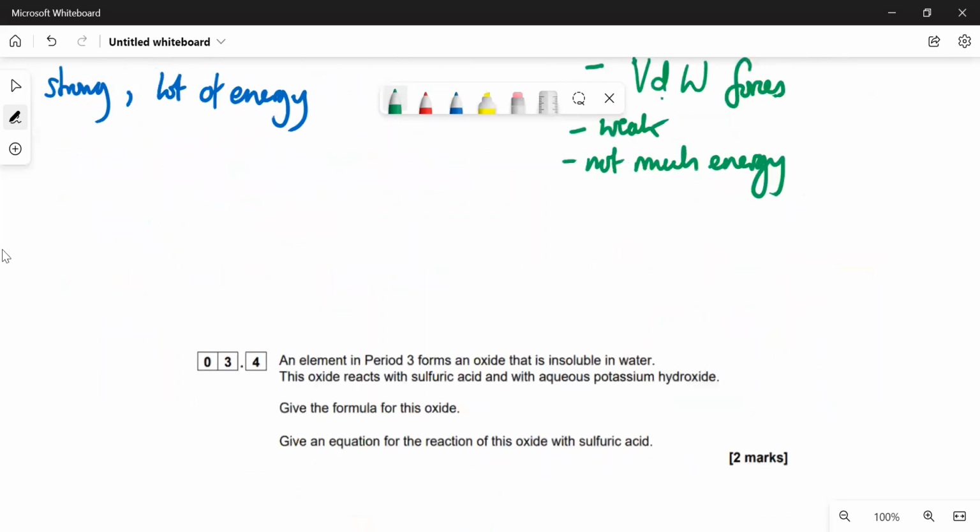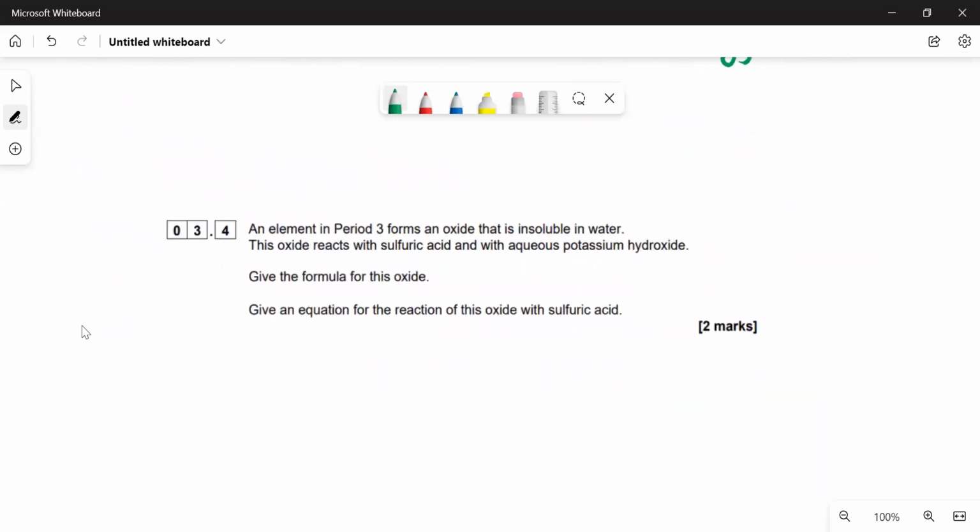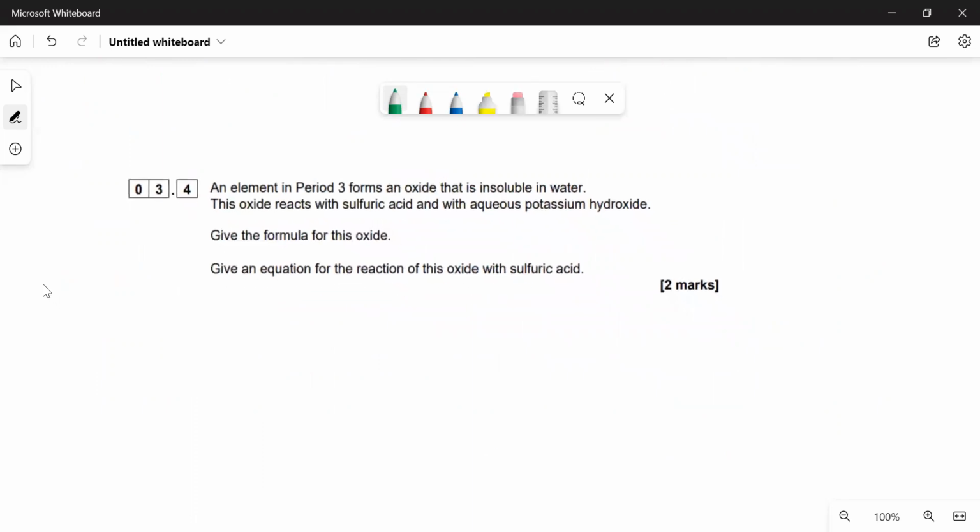Okay, so question 3.4. An element in period 3 forms an oxide that is insoluble in water. Well, that could be aluminium oxide, which we've just had, or it could be SiO2, which we've just had. Now, this oxide reacts with sulfuric acid and with aqueous alkali, so it is amphoteric, so it's got to be aluminium oxide, hasn't it? So it's Al2O3, and it wants an equation for the reaction with sulfuric acid.